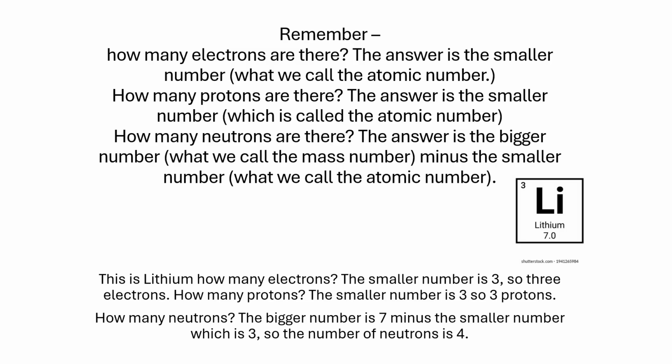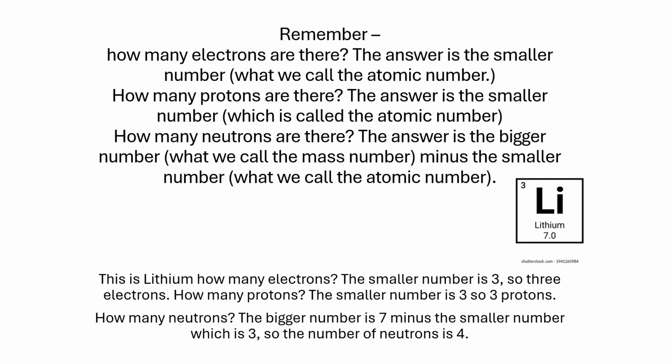So to find the number of electrons, it's the small number. So if the small number says 7, the answer is 7. If it says 10, the answer is 10. So it's always the smaller of the two numbers. The same for the protons, it's always the smaller of the two numbers, because there has to be the same number of electrons as there are protons, just the way it works. For the neutrons, you have to take the smaller number away from the bigger number, so you have to do a little bit of simple math.